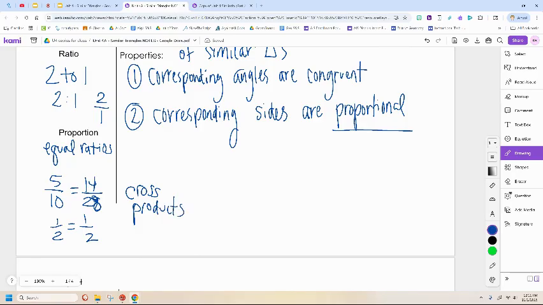So the word product is the answer when you multiply two numbers together, right? We love to multiply. Multiplying is great because like 10 times 14 is 140. And actually then 28 times 5 is also 140. So when cross products are equal, that means we know the ratios are equal. Okay, so that's a test.